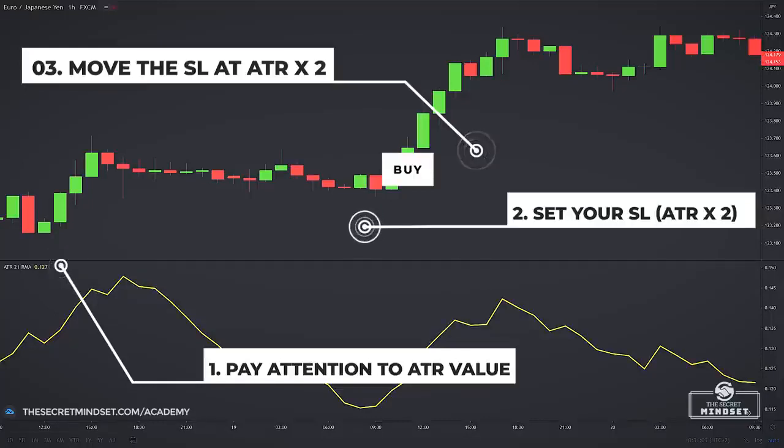Once it is moved up, it stays there until it can be moved up again, or the trade is closed as a result of the price dropping to hit the trailing stop loss level. The same process works for short trades, only in that case, the stop loss only moves down.